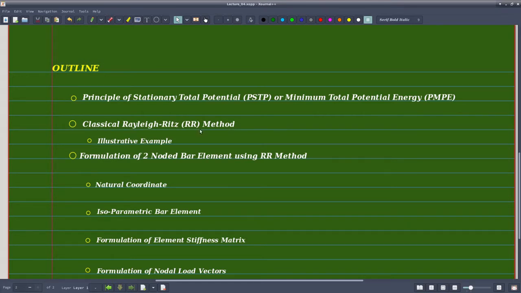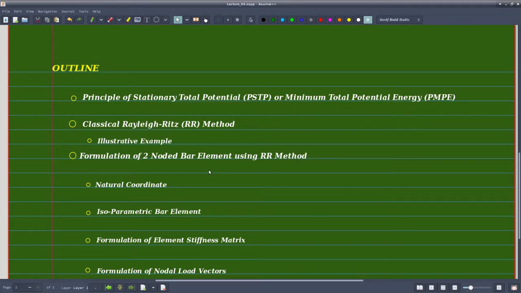So we will take up a small illustrative example illustrating the use of classical Rayleigh-Ritz method, how it is used, and then we will cast this method in the finite element form. And to do that, we will formulate our familiar two-noded bar element using this Rayleigh-Ritz method.